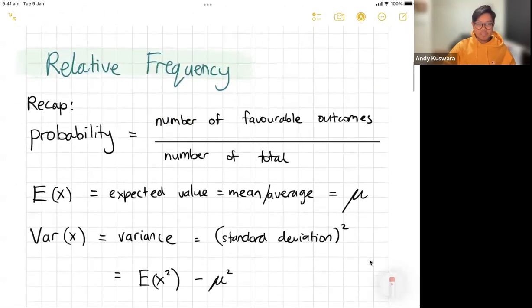Okay, so relative frequency. Let's not forget what we've learned from primary. Your probability is always going to be the number of favorable outcomes over the number of total outcomes. Same thing.